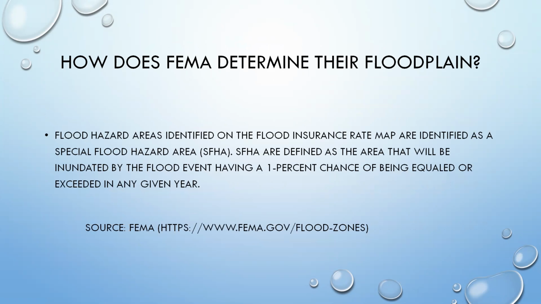So FEMA determines their floodplain based on what they call a special flood hazard area, SFHA for short. That's the area that will be inundated by a flood event that has a 1% chance of being equaled or exceeded in any given year. So it's a probability. A lot of people think a 100-year flood means you get flooded once, and then you're not going to be flooded again for another 100 years. And that's not the case. It's a probability where you could get flooded by 100-year floods within a 7-year period, or you could go 200 years and not get flooded once with a flood at that level.